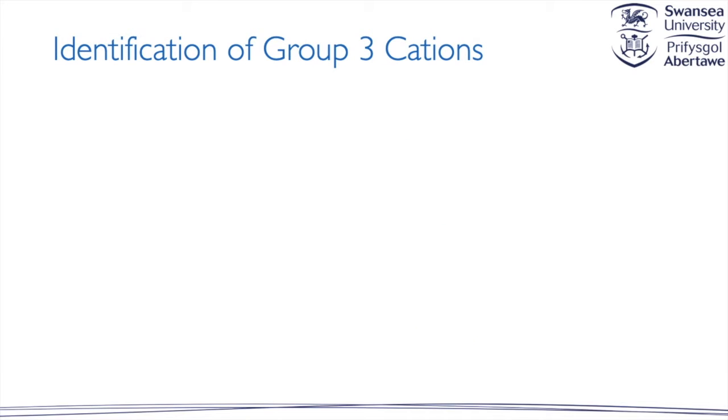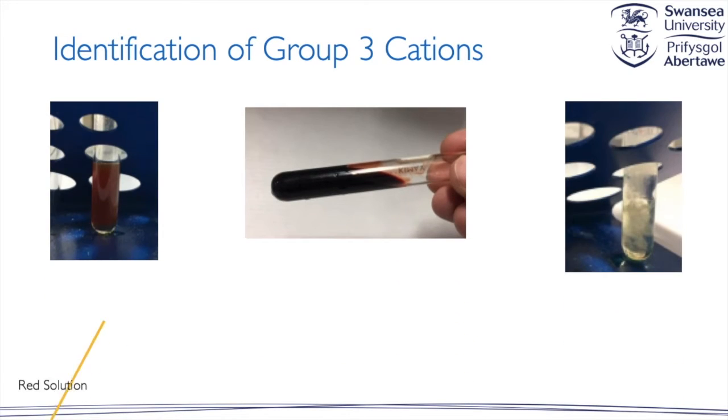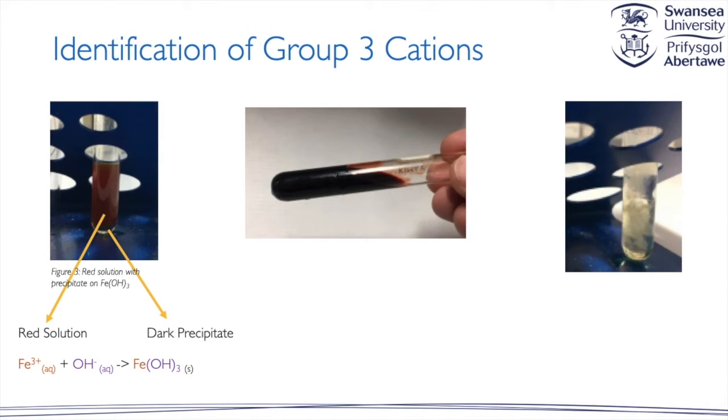Moving on to group 3, here are the results. On the left hand side, we've got a red solution with a dark precipitate. This indicates that iron ions are present within the solution, as iron ions react with hydroxide ions to form iron hydroxide. Iron ions are also shown when we added thiocyanate ions, as this formed a dark red solution of iron thiocyanate.